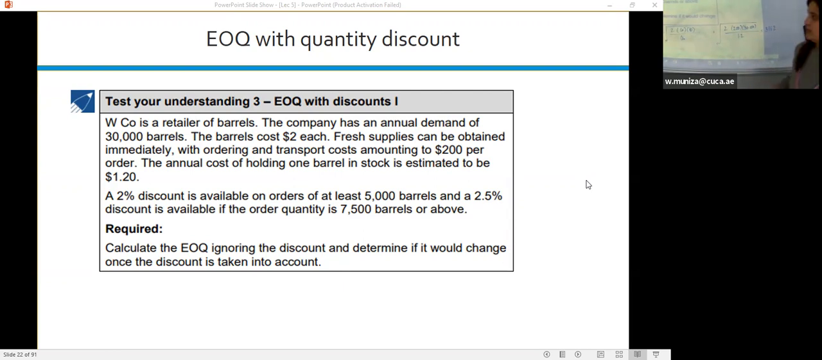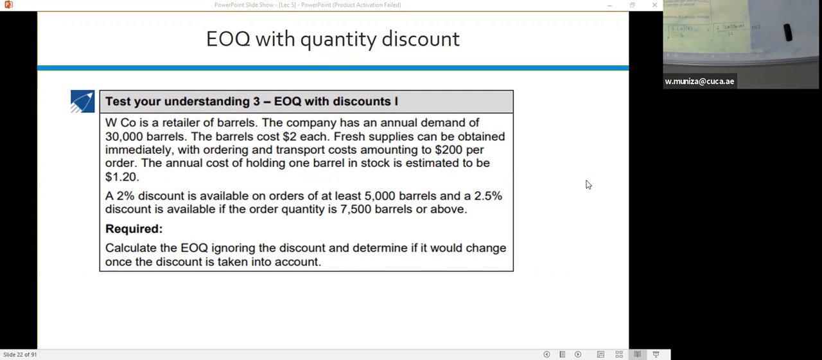Now they say a 2% discount is available on the orders of at least 5,000 barrels. And 2.5% if the quantity is 7,500 barrels. It means that both the quantities are above your EOQ. So what you are going to do? Just check. You will be comparing your answers.